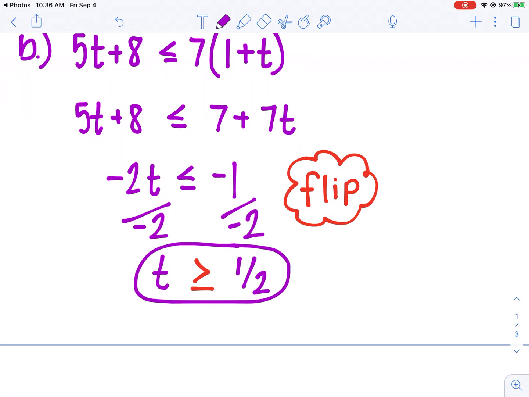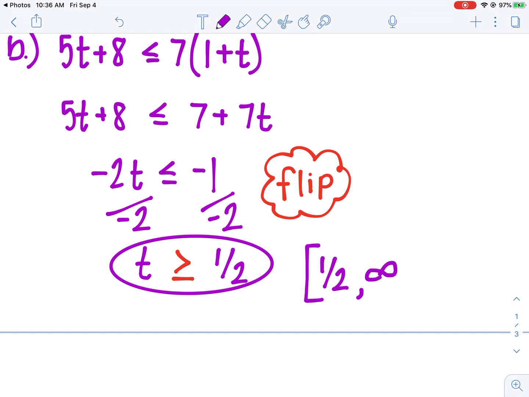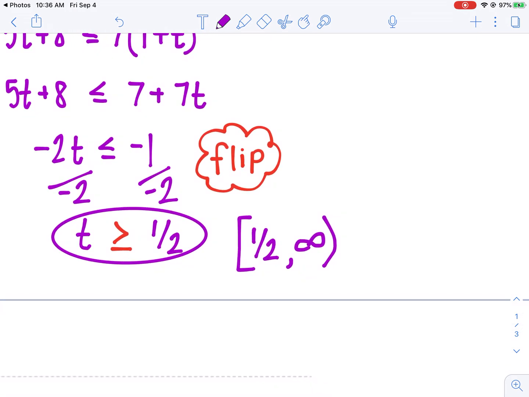This is an inequality notation. They want us to put an interval. So interval would be a bracket 1/2 to infinity with a parenthesis, because you never put a bracket with infinity. When you graph the number line, make sure you have the point 1/2, closed circle, and you shade everything to the right.